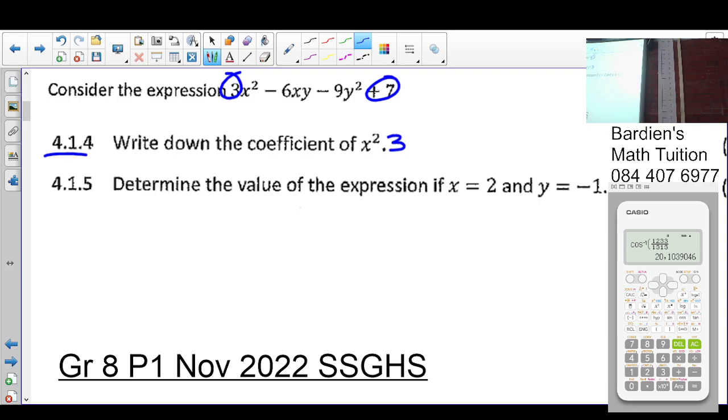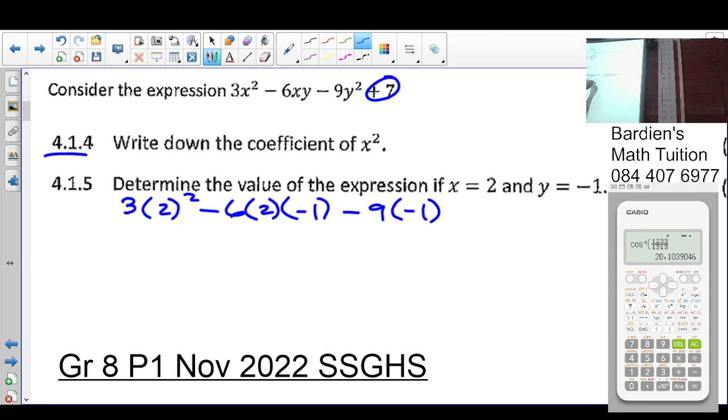Determine the value of the expression if x is equal to 2 and y is equal to negative 1. So wherever I have x, I put a 2. So it's going to be 3 times 2 squared minus 6 times 2 times y, which is negative 1, minus 9 times negative 1 squared plus 7. 2 squared of course is 4. 4 times 3 is 12. There's going to be positive 12 minus 9 times negative 1 squared, which is positive 1.